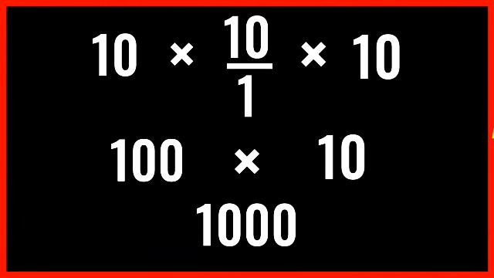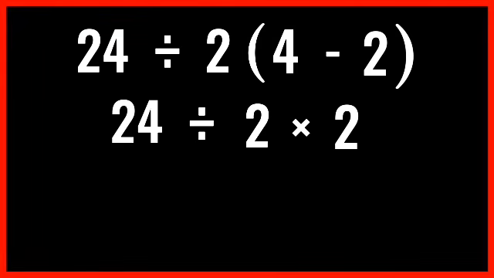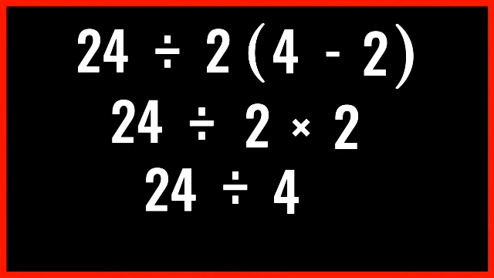Now, let's see if you can spot the trap in the second viral problem. 24 divided by 2, open parenthesis, 4 minus 2, close parenthesis. First, they solve inside the parentheses. 4 minus 2 equals 2. Now the problem looks like 24 divided by 2 times 2. Here's where they fail. They multiply the 2 times 2 first to get 4, and then divide 24 by 4 to get an answer of 6.